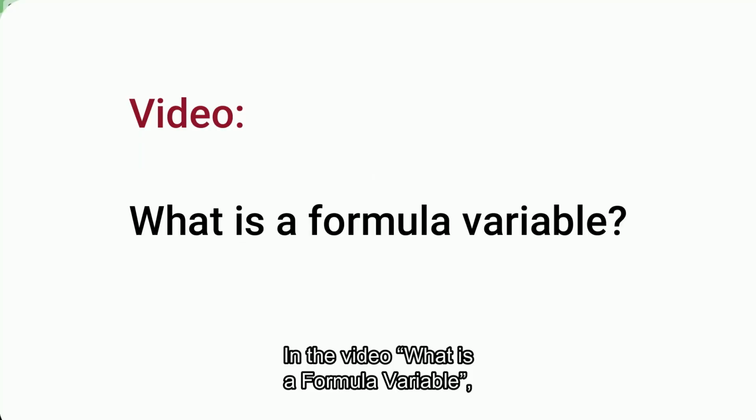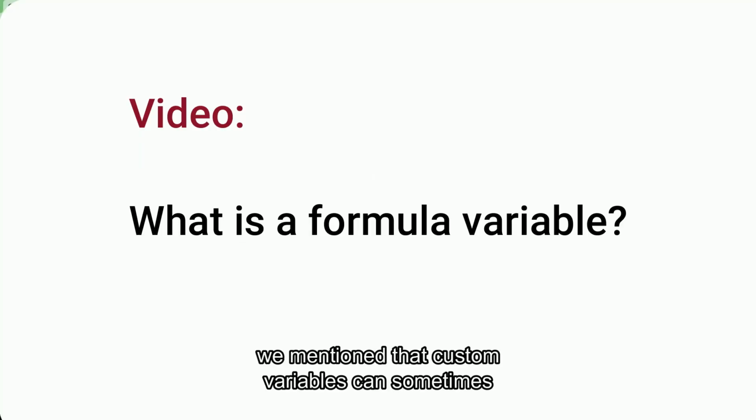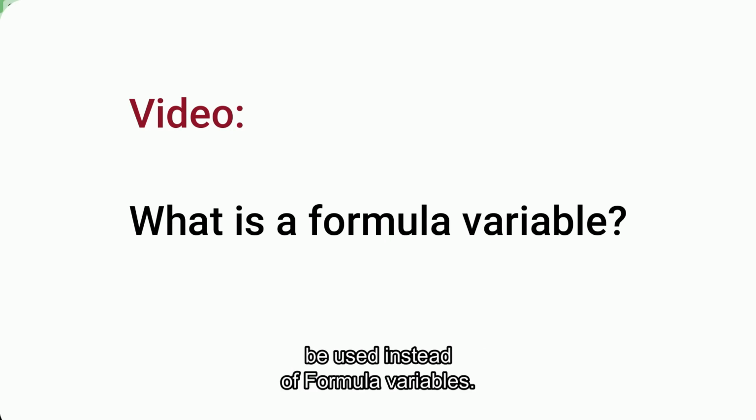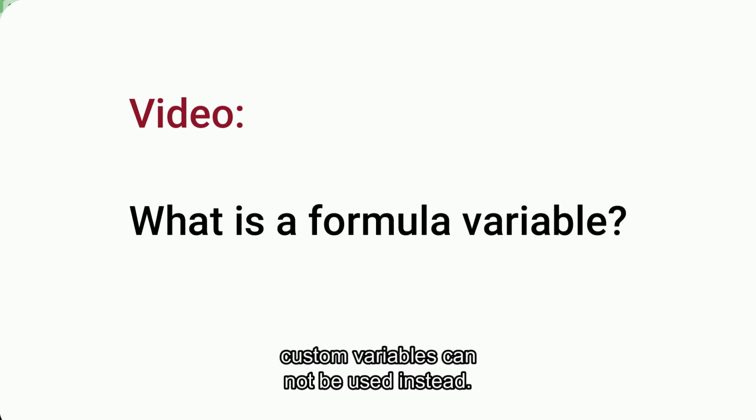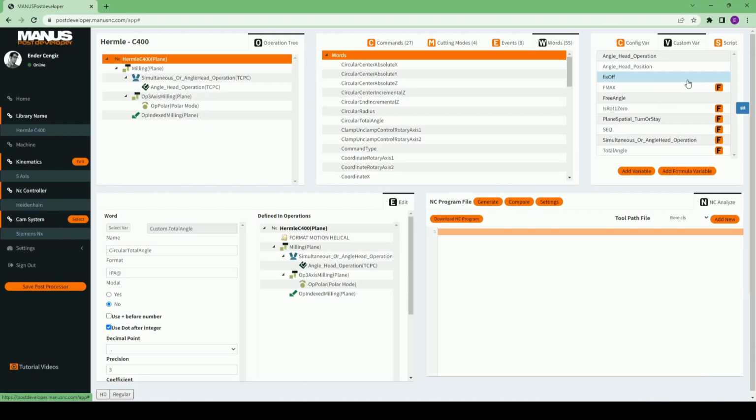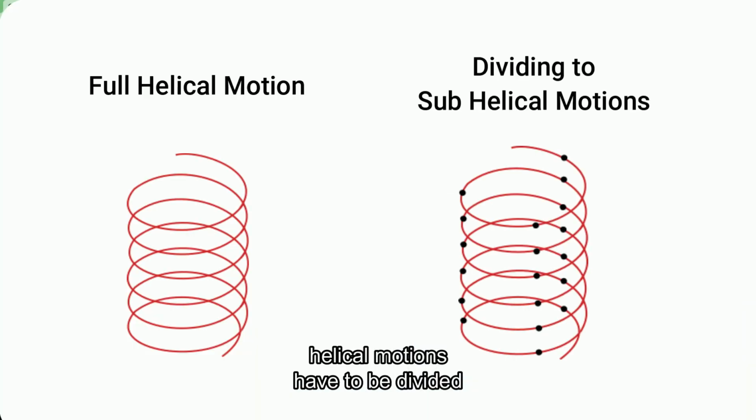In the video "What is a formula variable," we mentioned that custom variables can sometimes be used instead of formula variables. However, it was also mentioned that in some cases, custom variables cannot be used instead. And here is one example. As you may already know, helical motions have to be divided into subhelices in all NC controllers. This is because there is no limit on the size of the helical arc lengths in CAM systems. However, NC controllers have limits.